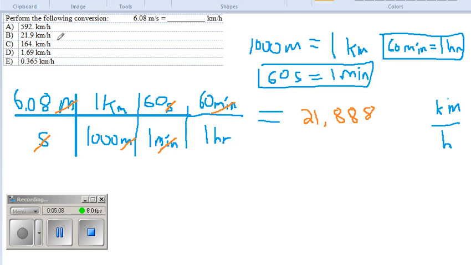Thankfully, it's one of the answer choices, so we know we're done. And if we had gotten something that was different, like if we calculated that it was like 19.8, you should check your work to make sure that you can find an error, because that's not the same thing as 21.9. If it's close, you should probably double check to make sure that it's not just completely wrong.